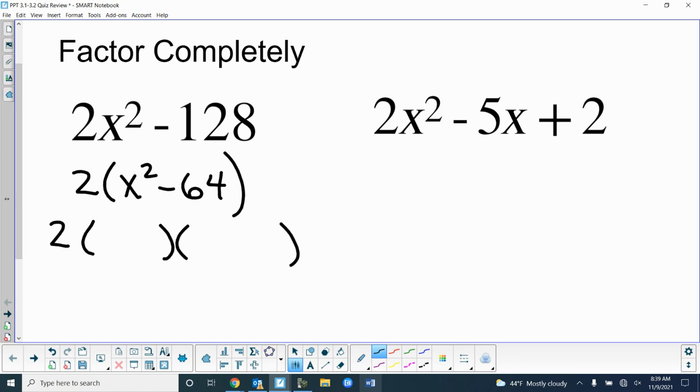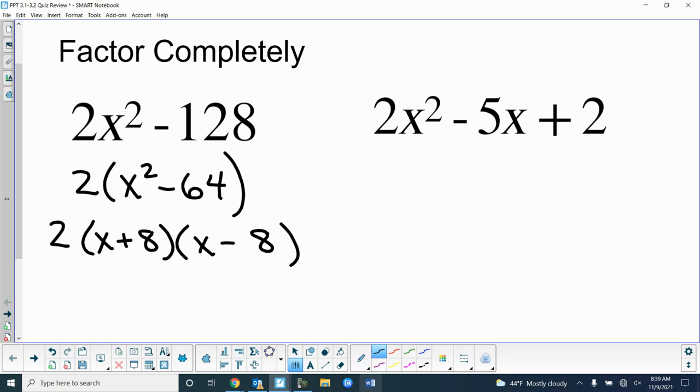What's the square root of x squared? What's the square root of 64? Then what? Plus and a minus. Okay? Doesn't matter if you go minus plus or plus minus. Just one of each. Right, Connor?